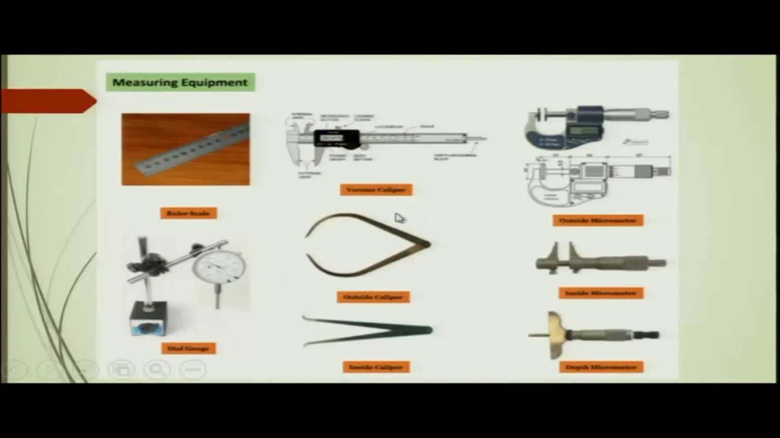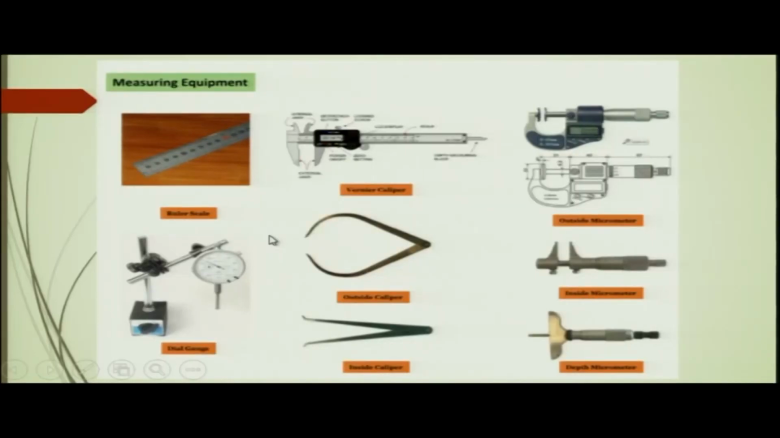This is called the outside caliper, and that means first you find out the distance between the two jaws. For example, again the cube, what will be the distance between the sides, and then from there you can find out through a linear scale what the distance is.